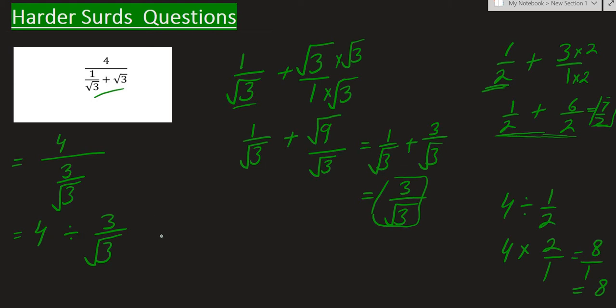I'm going to do the same method over here. I'm going to change the divide into times, and flip the second fraction. So 3 root over 3. So our answer is going to be 4 times 3 root over 3, and that's the simplification. There are different ways to do this question, but the simplest way, which I explained to you now, means you don't need to rationalize this, and that's a simple answer.